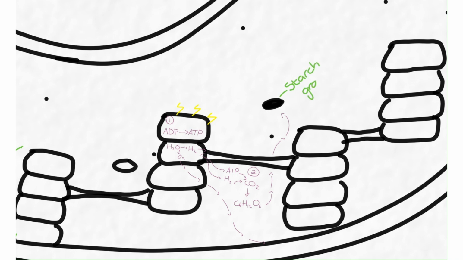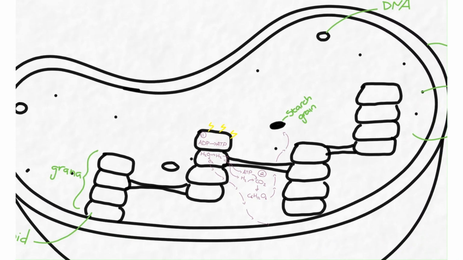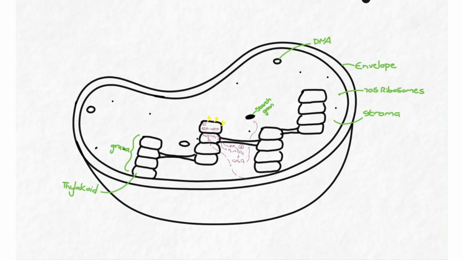Because light plays such an important role in the functioning of the chloroplast, the thylakoids, as well as the whole chloroplast, are able to change their orientation to maximize light absorption.